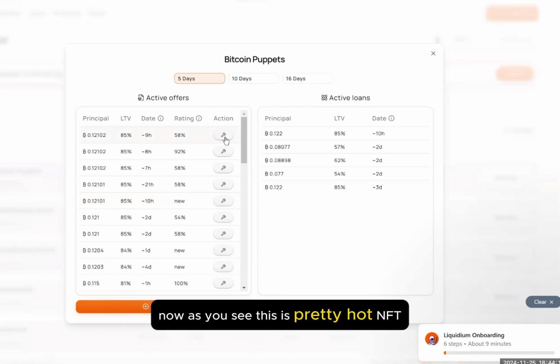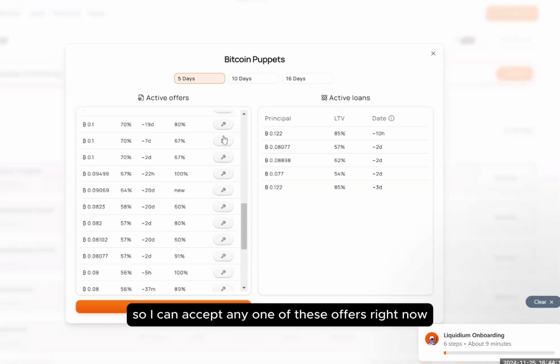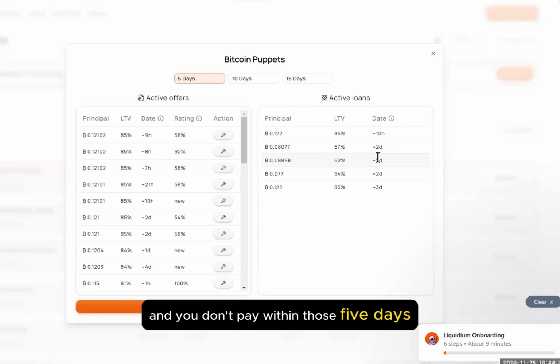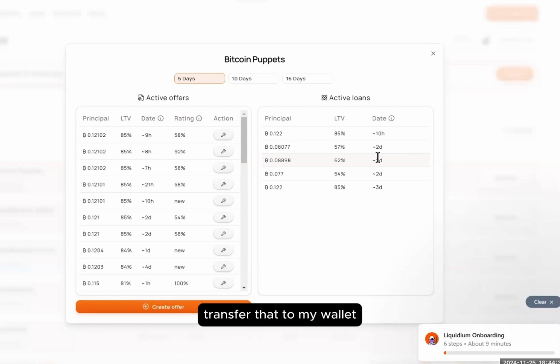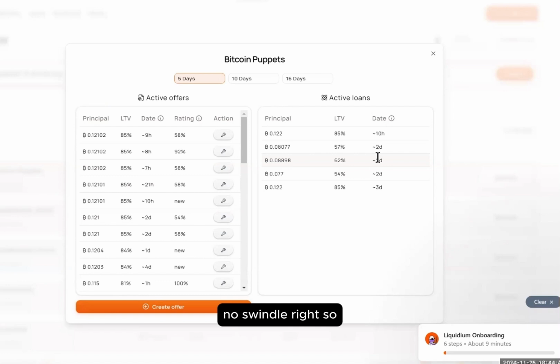Now, as you see, this is a pretty hot NFT. All of these people are putting in offers right now, so I can accept any one of these offers right now. And then this shows the active loans and how much time is left. Now, mind you, it's a collateral thing. So if I give you a loan on your puppet and you don't pay within those 5 days, the escrow is going to automatically transfer that to my wallet. And then, it's no risk for you. The only risk you had was you put your asset up for collateral. So if you lose the asset, you did get the loan against it. So it's an even swap, no swindle, right?